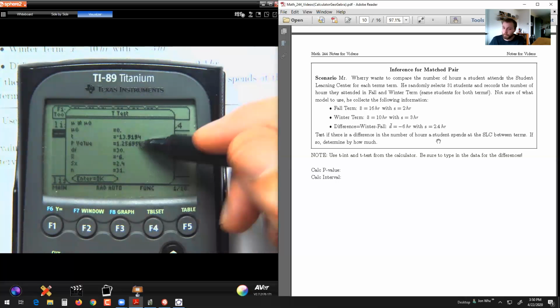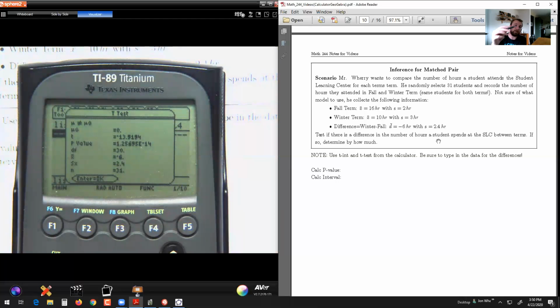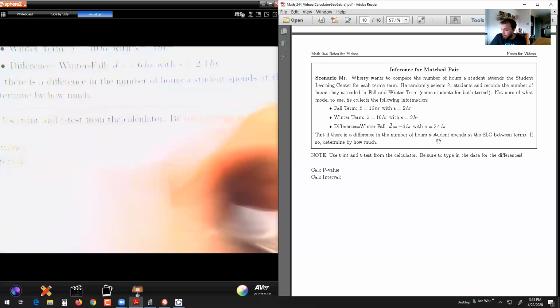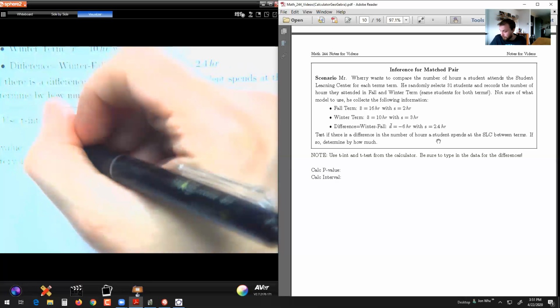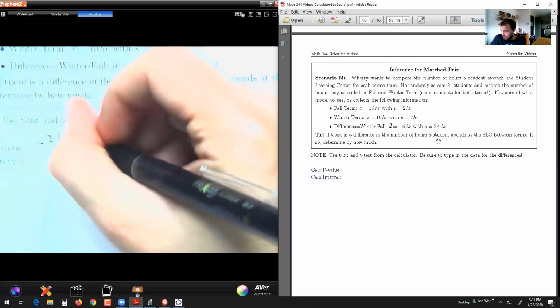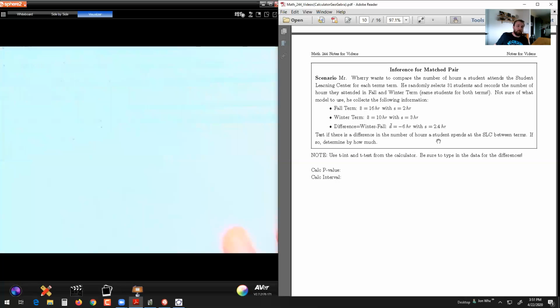This e minus 14, this is scientific notation. This means move the decimal place over 14 times. So if I was writing this thing out, I would have 13 zeros. I'm not going to write it out. I'm just going to say 1.26 times 10 to the -14 is my p-value there.